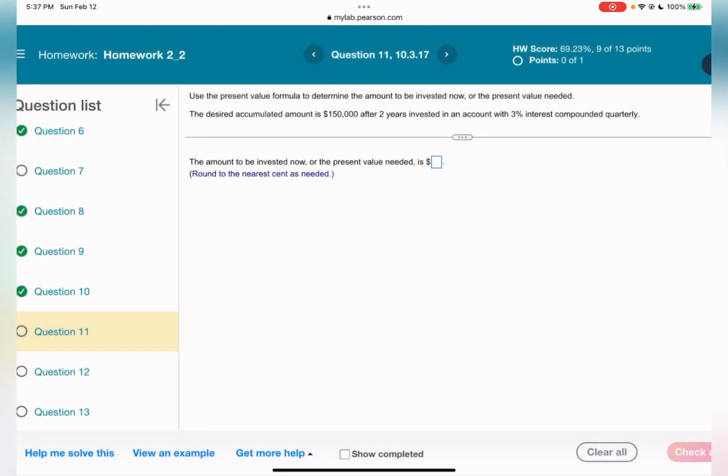Excellent. Moving to question number 11. Let's see what we have next. So use the present value formula, the same thing, to determine the amount to be invested now, or the present value needed. Let's work on it. Let me take a picture.